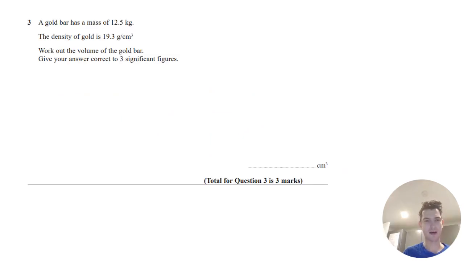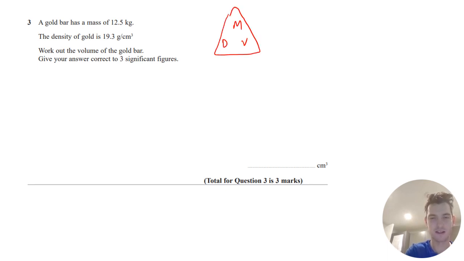Okay, question 3. A gold bar has a mass of 12.5 kilograms. The density of gold is 19.3 grams per centimeters cubed. Work out the volume of the gold bar. Okay, so I think this is a mass density volume question. So I'm going to draw my triangle with Miller on top. And I need to work out the volume. So my equation for volume is going to be mass over density.